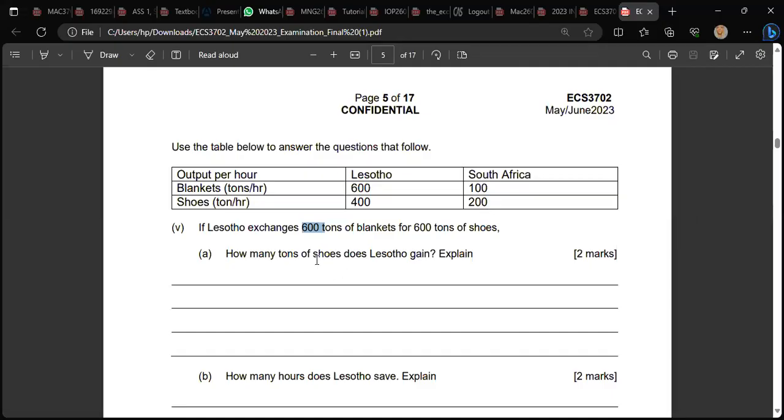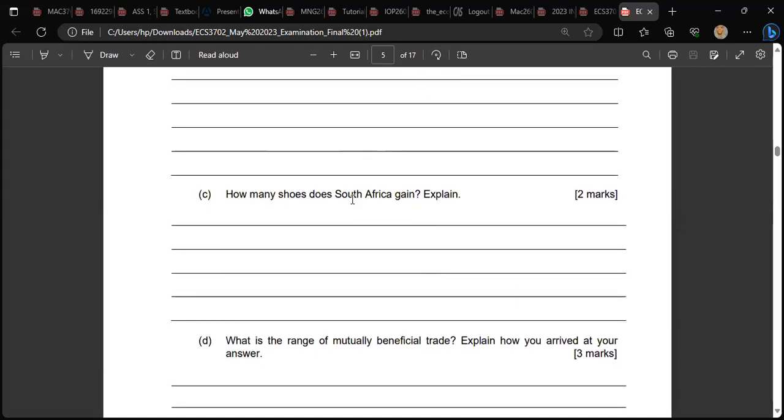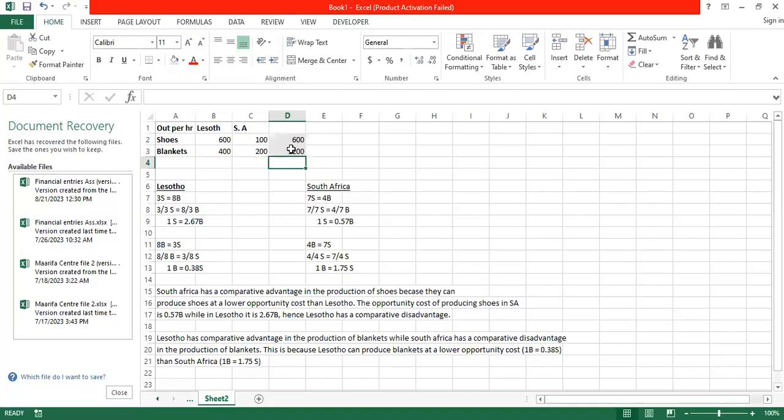So given now that we are exchanging 600 tons, Lesotho exchanges 600 blankets for, okay, sorry, I actually did it the other way around. I'm gonna correct that now. Lesotho exchanges 600 tons of blankets for 600 tons of shoes, right? Then the question down there is, how many shoes does South Africa gain? All right, perfect.